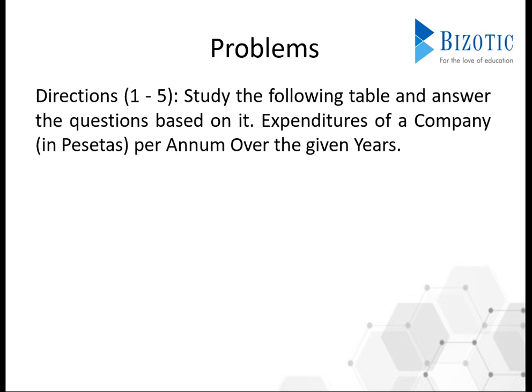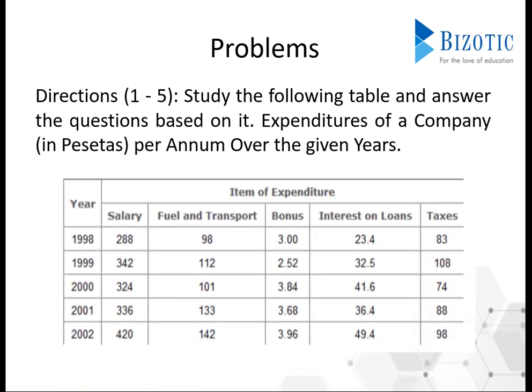So the first problem goes like this. Study the following table and answer the questions based on it. Expenditures of a company in Pesetas per annum over the given years. It's a Spanish currency, so that's how they have given. And you have the table of contents. As I told you, it's available in table form, which is very easy and convenient for you to solve. You just have to go through salary, then fuel and transport, bonus, interest on loans, taxes. Different parameters are available. So with these, we can go forward and solve the problems.